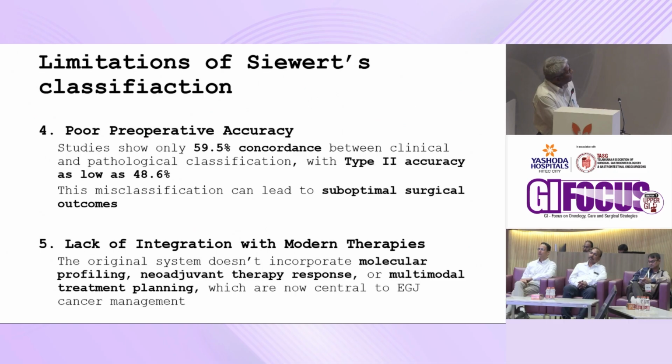There is also poor preoperative accuracy. When we look, there is only around 60% concordance between clinical and pathological classification, and when we look at type 2, it comes down to less than 50%. So this leads to misclassification and can also lead to suboptimal treatment protocols.